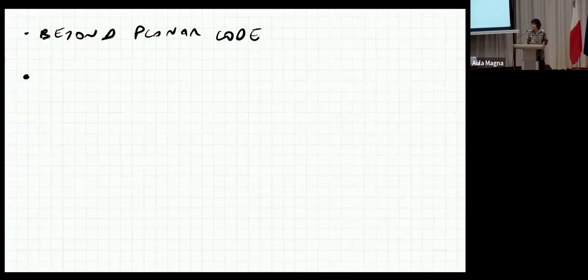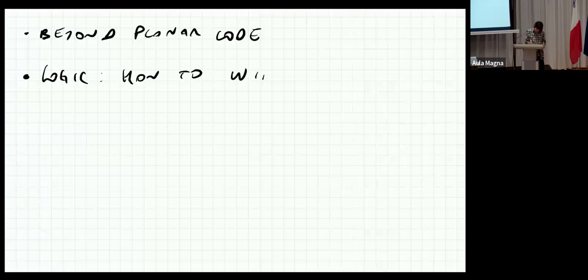To conclude, I think there is another direction. I hope I convinced you that we should go beyond the planar code, and also that you should use your code to do logic as well, and that it's not easy to do logic with codes with more than one logical qubit.